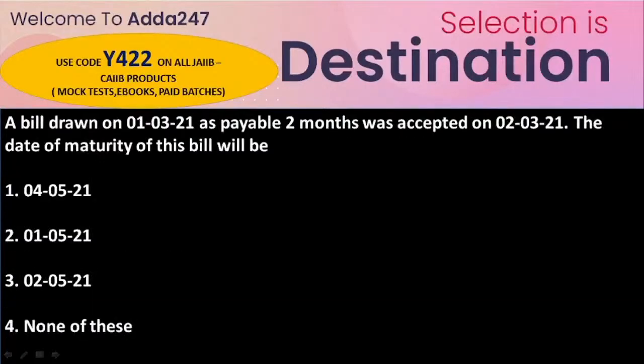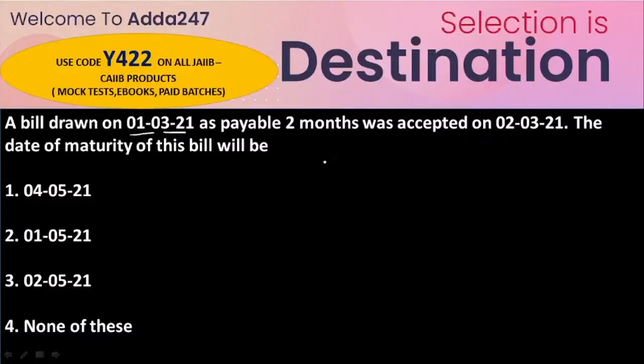Next question: a bill drawn on 1st of March 21, payable 2 months after date, was accepted on the 2nd of March 21. The date of maturity of this will be? Whenever we count the date of maturity, we count from the date when the bill is drawn.